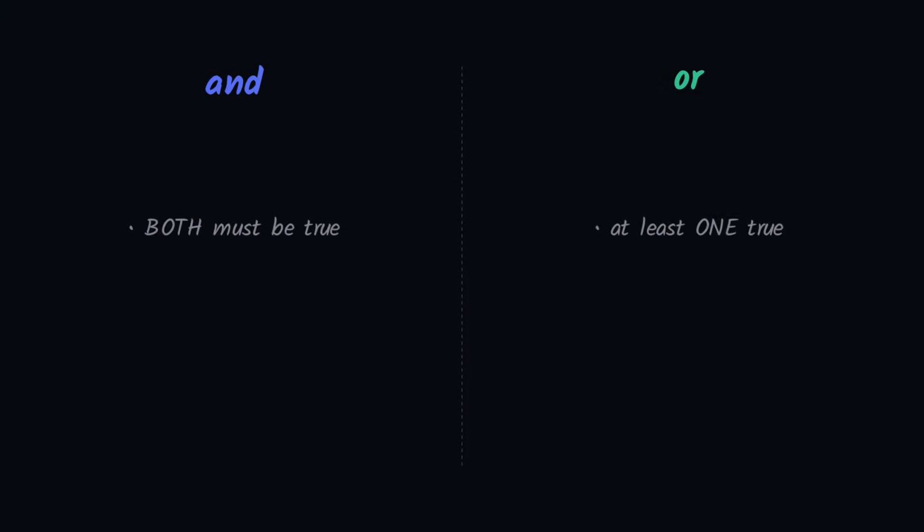And is strict. Every condition has to be true, or the whole thing is false. Or is lenient. If even one condition is true, the whole thing is true. And not, from the Booleans episode, simply flips a true to a false. 3 words, and together they express almost any rule.